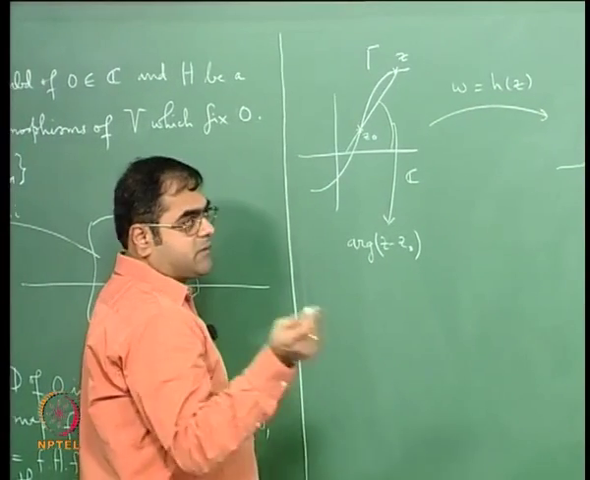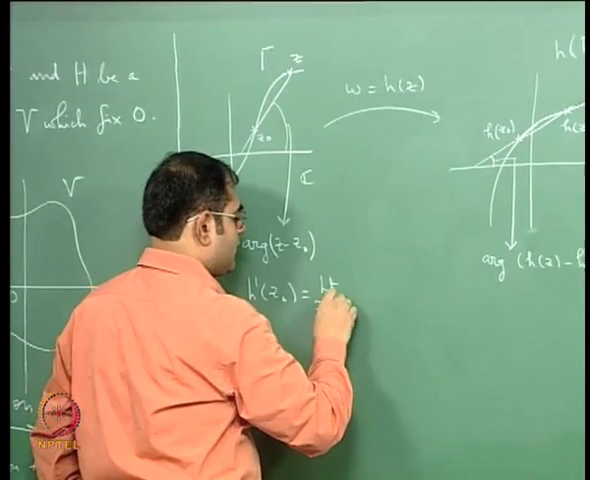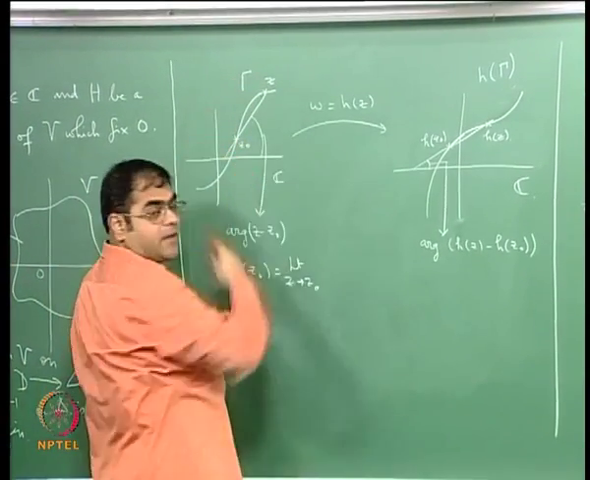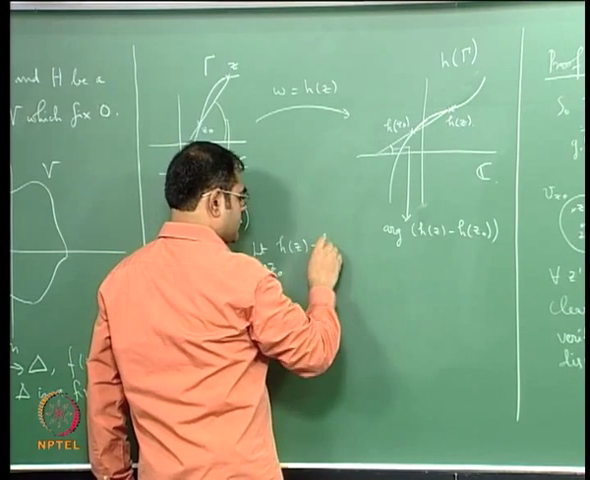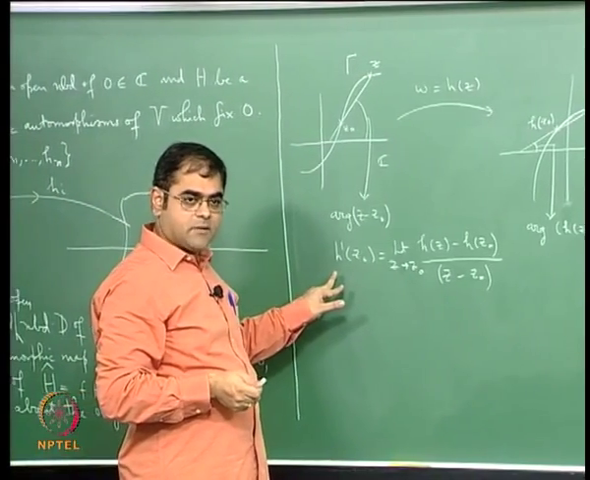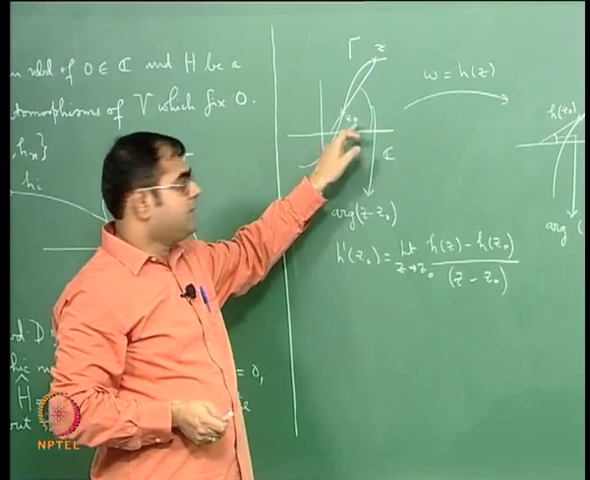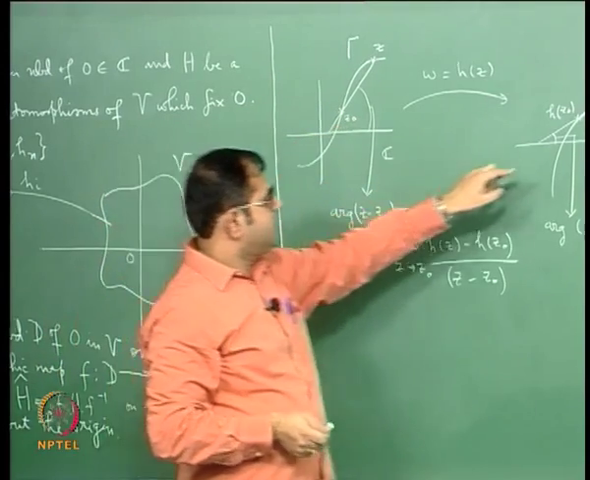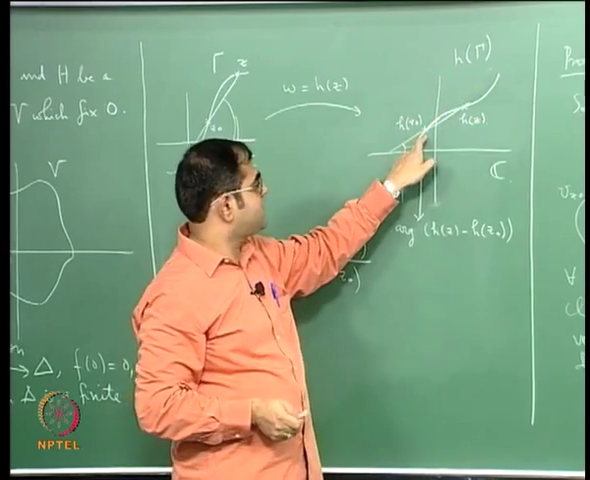Now this is something that you probably have already come across. You know that H prime of Z naught is by definition the limit as Z tends to Z naught of H of Z minus H of Z naught by Z minus Z naught. Of course, I am assuming H is a holomorphic map, which means it is differentiable at each point in some open connected set where this curve is being considered. Now if I take arguments, and let Z tend to Z naught, then this line will become the tangent to the curve gamma at Z naught, and this line will become the tangent to the image curve at the image of the point Z naught.